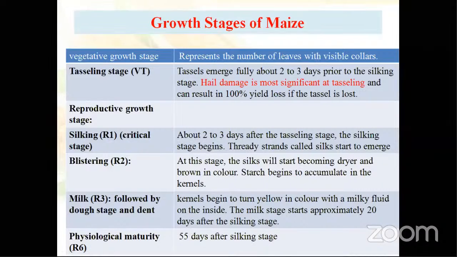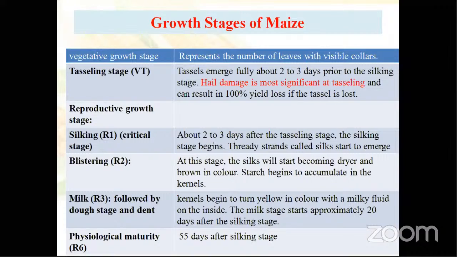Then the next one is the blistering stage, that is the R2 stage. At this stage, the silks start becoming drier and brown in color, which means pollination is over. Starch begins to accumulate in the kernels. Then the next one is R3 milking, followed by the dough stage and dent.